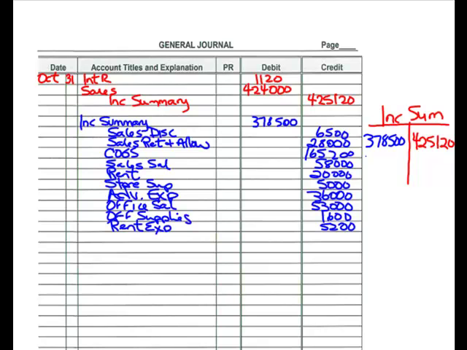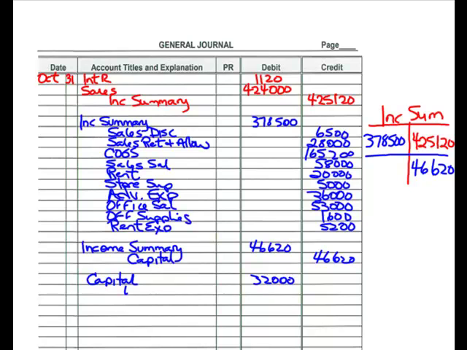Figure out how much is in that income summary account. We have to calculate the balance of the account by subtracting the debits from the credits, and we get a balance in that income summary account of $46,620, which should be the net income for the company for that period of time. In order to close the income summary out to zero, we have to debit that account, and we have to credit capital. Remember, we're transferring that net income to capital. The last journal entry is to close the withdrawal account, where we debit capital for the amount of the withdrawal, $32,000, and we credit the withdrawal account. So that's the last step in the closing process.